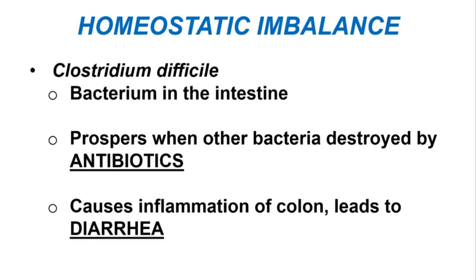Clostridium difficile, aka C. diff, is a bacteria that is normally found in the large intestine. It is extremely resistant to antibiotics. So we see that if other intestinal bacteria are destroyed, typically by excessive dosages of very strong antibiotics, this bacterium has the ability to take over and become the predominant bacteria within the large intestine. When this happens, the effects are not much different than bacterial infections in other parts of the body. We see that C. diff causes inflammation of the colon, which can lead to diarrhea.